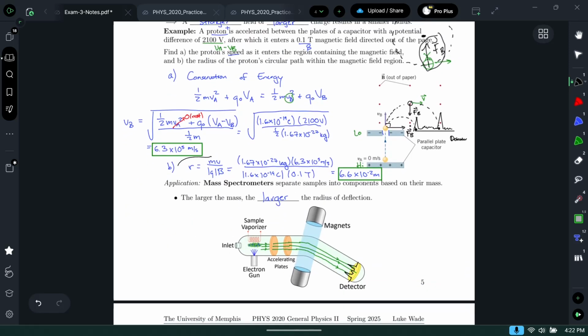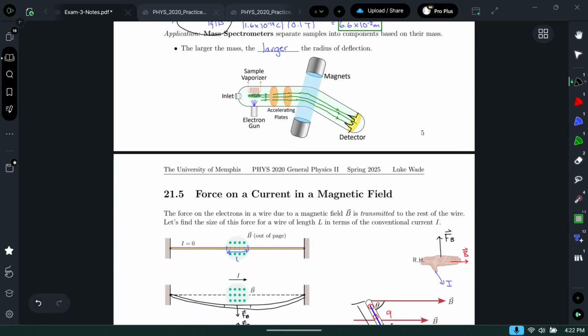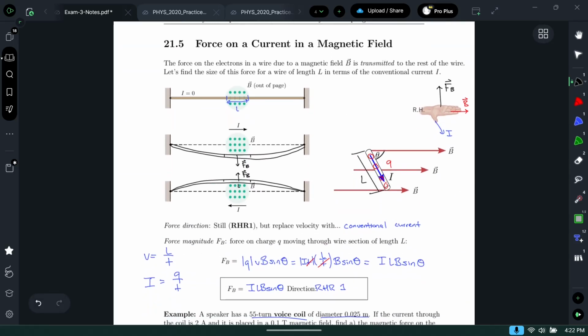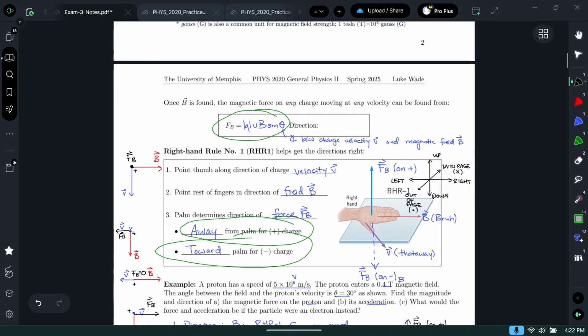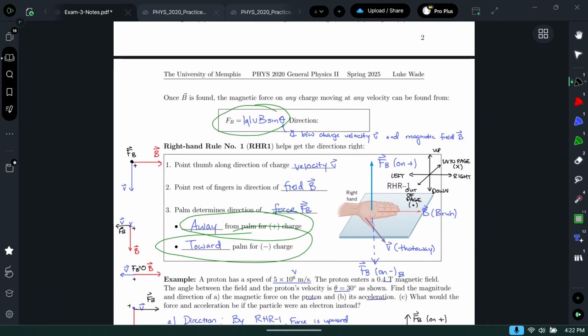The easy part is the math. If I ask you for the radius of that circle, it's just that formula right there. And when we get to currents, it's actually the same stuff as it already was for individual charges. There's actually no new information for currents. It's just making it more convenient.